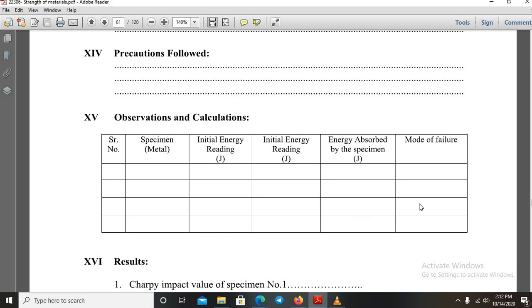Okay, so the mode of failure you have written as already break and bend. Now remember, you don't have this manual with you. तुमच्याकडे या मॅन्युअलची हार्ड कॉपी नाही आहे. काय करायचं, एका पेजमध्ये तुम्ही असं ऑब्झर्वेशन अँड कॅल्क्युलेशनचा हा टेबल तयार करा. ओके, 3 रीडिंग घ्यायचे आहेत.